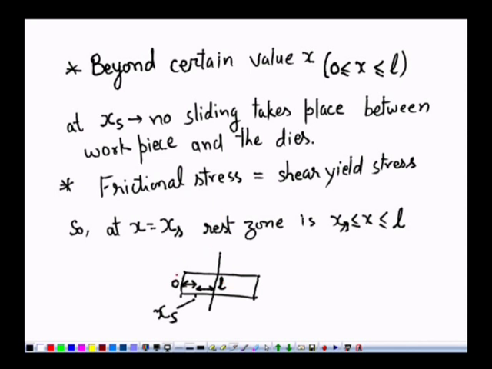So, first of all, whatever we have taken, s is equal to x, means 0 less than or equal to x and less than or equal to xs. For this one sliding is happening, and the rest of the region where the sticking is taking place is meant for the another zone.